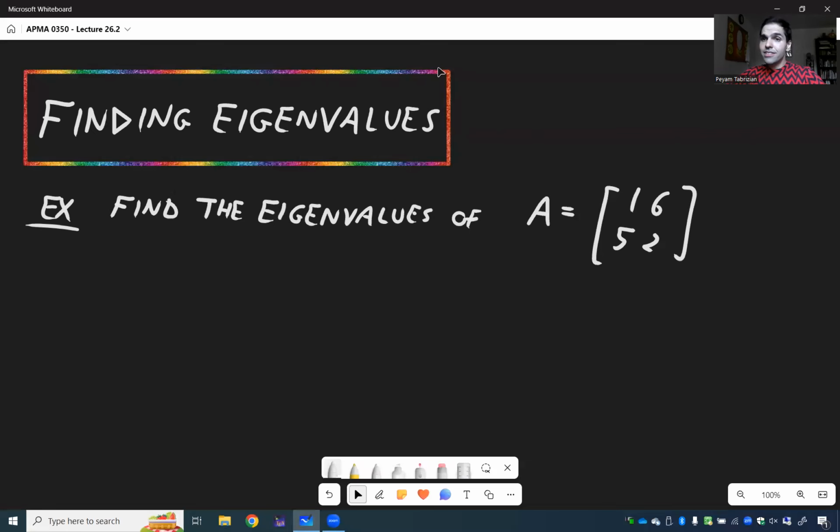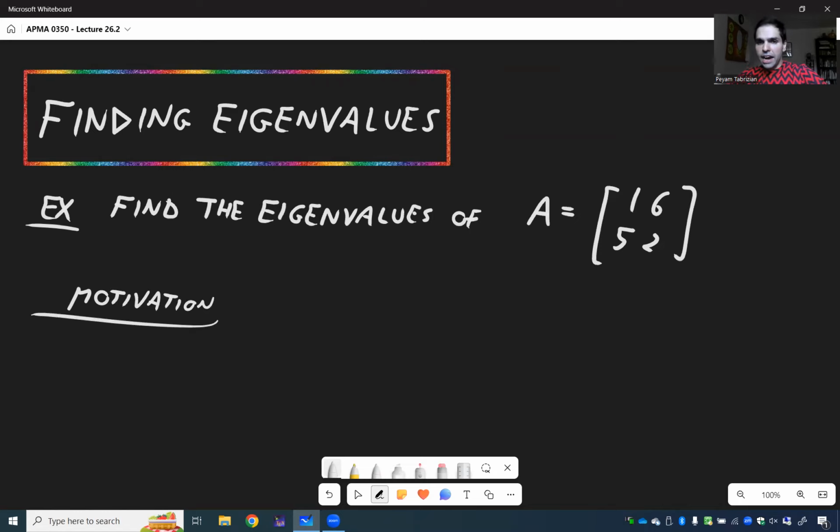Now that we discussed eigenvalues, our next order of business is to figure out how to find eigenvalues. And for this, let's find the eigenvalues of [[1, 6], [5, 2]]. And let me give you a little bit of motivation for the formula that we'll use.